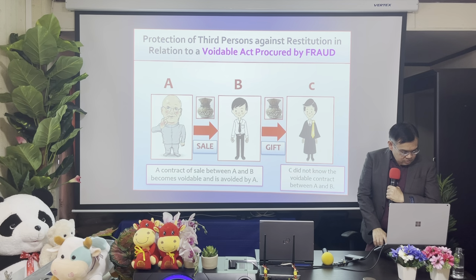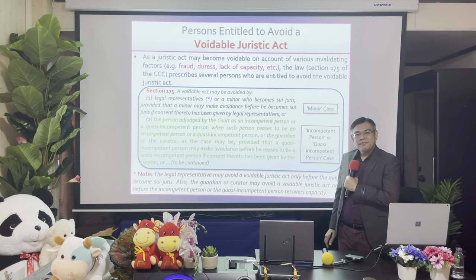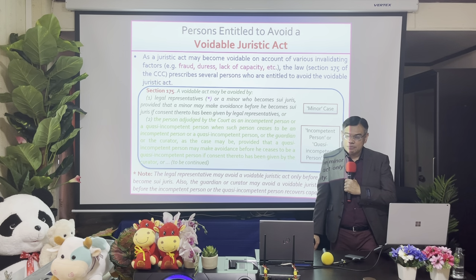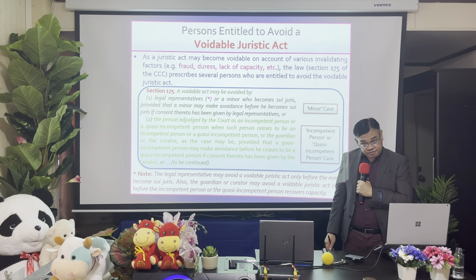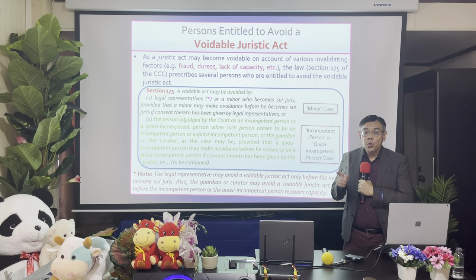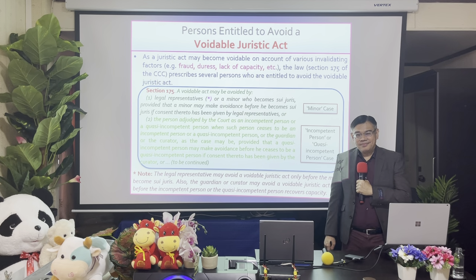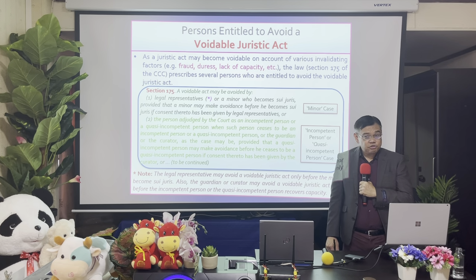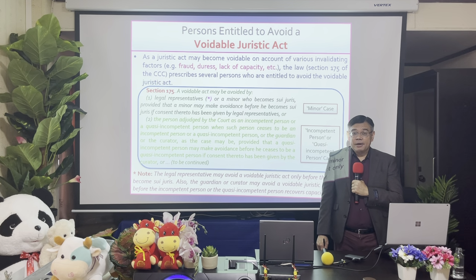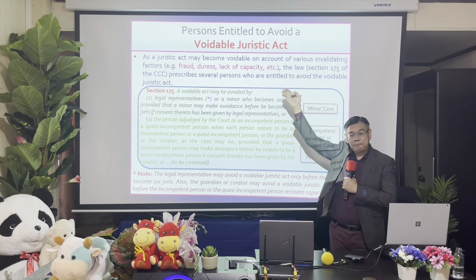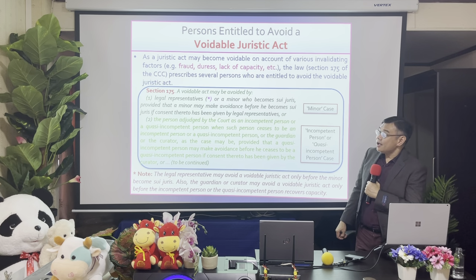Now, we are coming to the last part of the lecture. When we talk about voidability, the situation in which a juristic act becomes voidable and is capable of avoidance, we now come to the question as to who is entitled by law to avoid the juristic act which is voidable. It does not mean that when we have a juristic act between A and B, and that juristic act becomes voidable, any person can just avoid the juristic act. The law specifies particular persons who are entitled by law to avoid the juristic act in question. We will see the persons who are entitled by law to avoid a voidable juristic act.